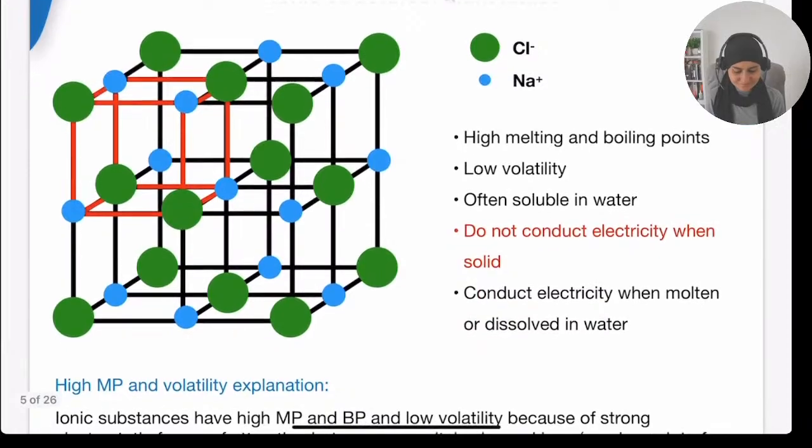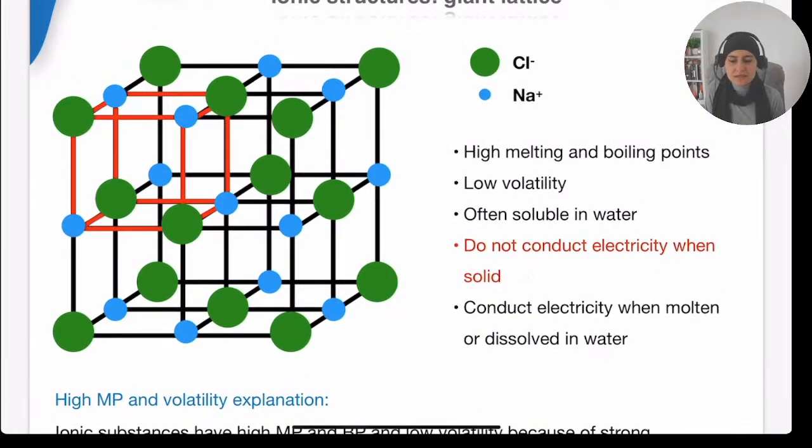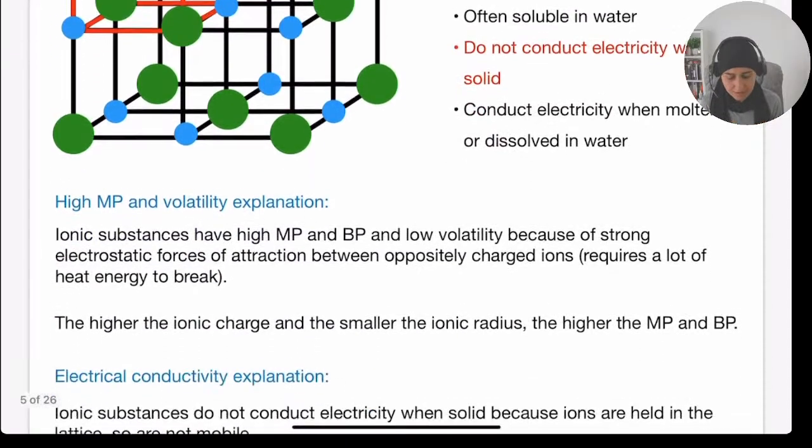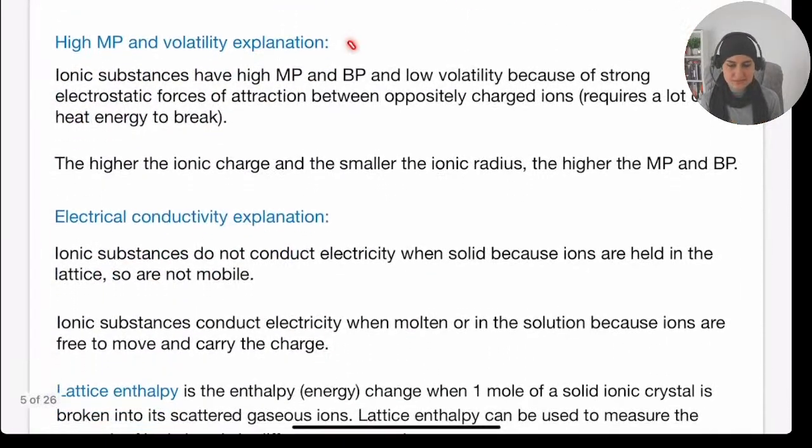So no conductivity when solid, but they would conduct electricity in molten or dissolved state, because if they're molten or aqueous, then ions can move. So you have charged particles and they are mobile. And this is the mark scheme explanation for melting point and for volatility.